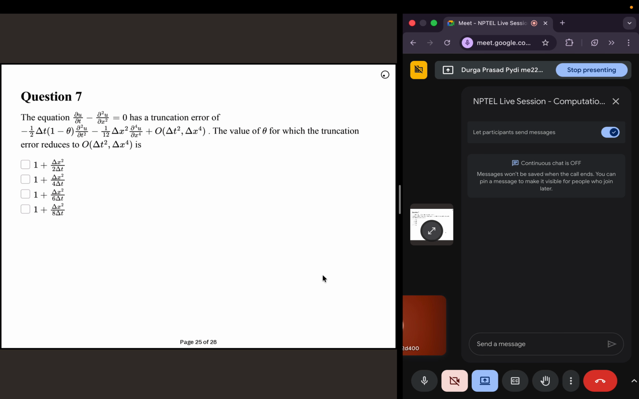Maybe this I'll ask you to solve. Let's say we have this equation del u del t minus del square u del x square equal to 0 with the truncation error. When you write the Taylor series expansion for this and this, I didn't mention which scheme we are using here. We are constructing our own scheme, and with that particular scheme, we got the truncation error as follows. What will be the value of theta for which the truncation error reduces to second order in time and fourth order in space?